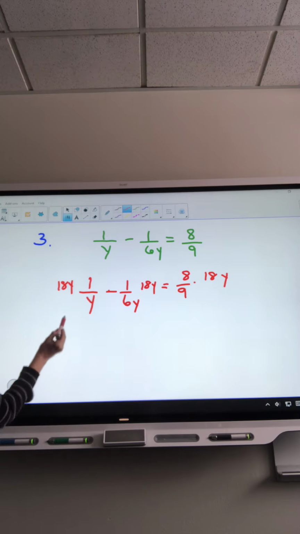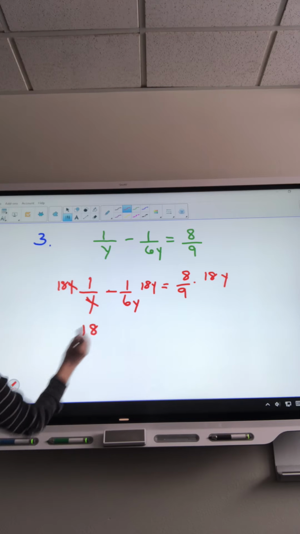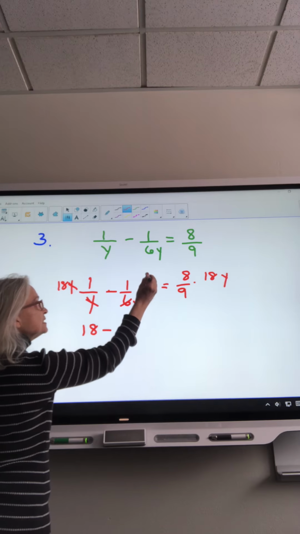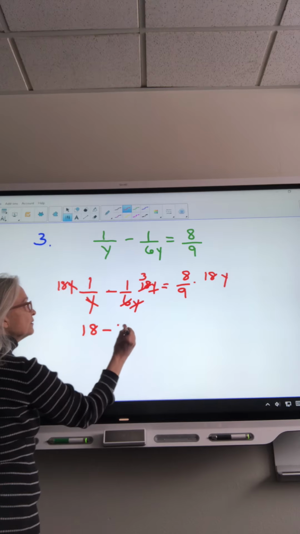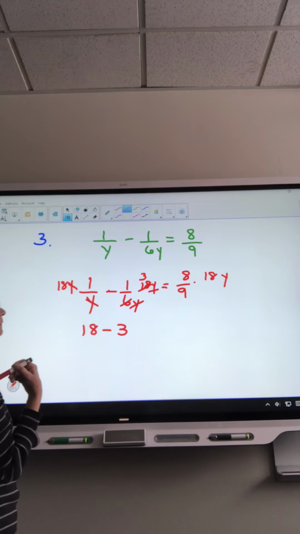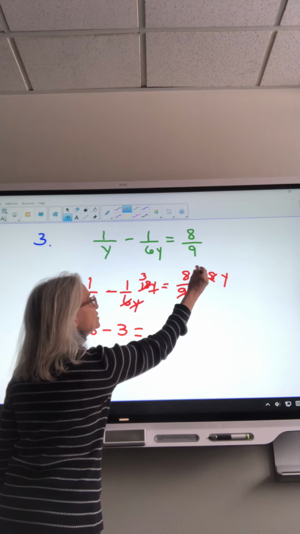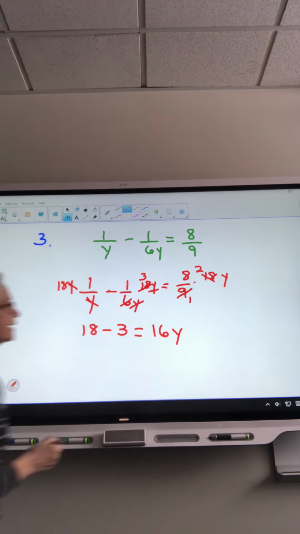So when we do this with the first term, the y cancels out, so I just have 18 times 1, which is 18. With the second term, the 6 will divide into the 18 3 times, and the y's cancel out, so then I have 1 times 3, which is 3. And then the last term, 9 goes into itself once, and it goes into 18 twice, and 8 times 2 is 16, and then we can't forget about the y. So after you've canceled things out, you should have 18 minus 3 is equal to 16y.